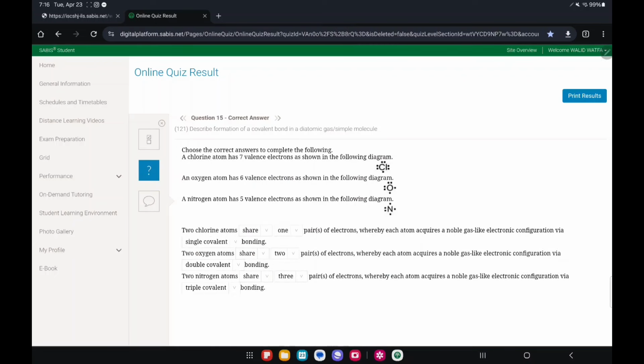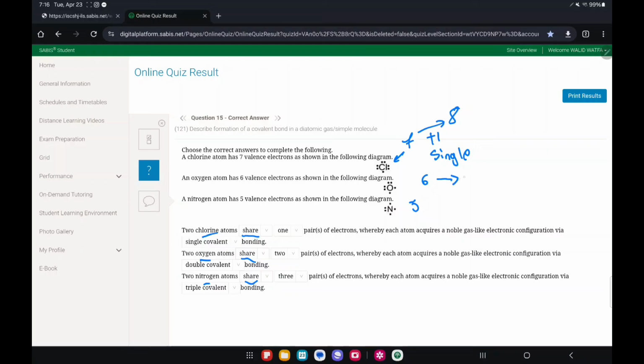Question 15, this is easy. Chlorine atoms share, 2 chlorine, 2 oxygen, 2 nitrogen. They're all non-metals, so obviously it's going to be a covalent bond, so it's sharing always, okay? And since chlorine has 7, it needs 8, right? Oxygen has 6, nitrogen has 5. To become 8 chlorine needs +1, so single, right? It's going to share 1.